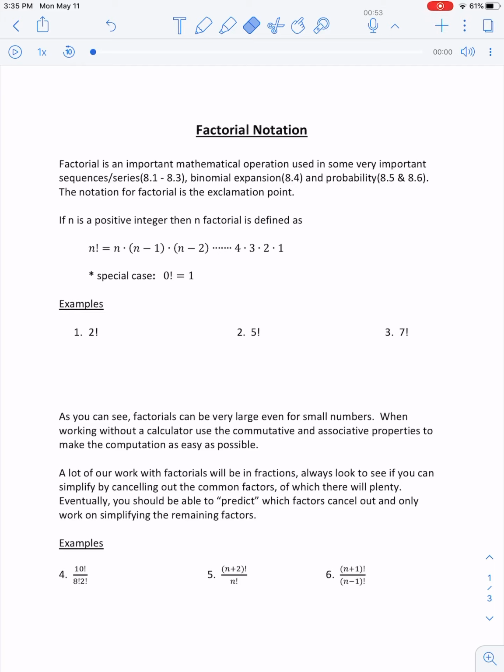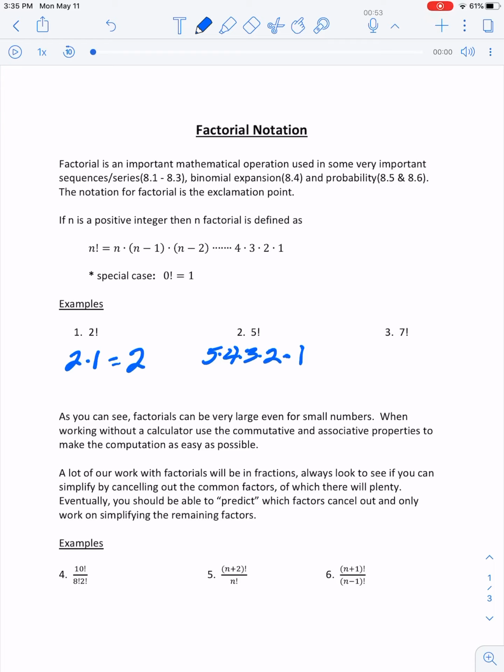So, let me take you through a few examples. The easy one would be something like 2 factorial. For 2 factorial, you would just say, okay, start with 2, multiply by 1, and obviously that's just equal to 2. Pretty simple. If it's 5 factorial, it's 5 times 4 times 3 times 2 times 1.